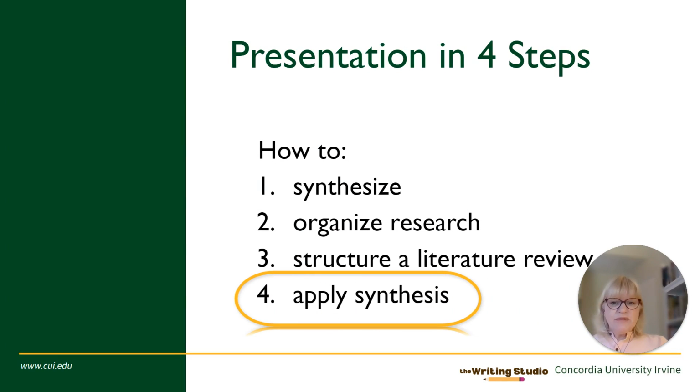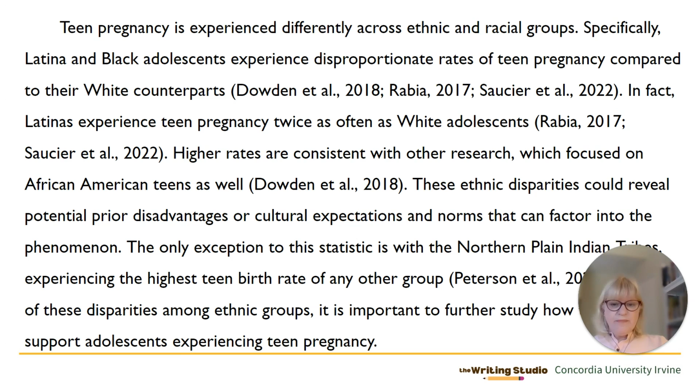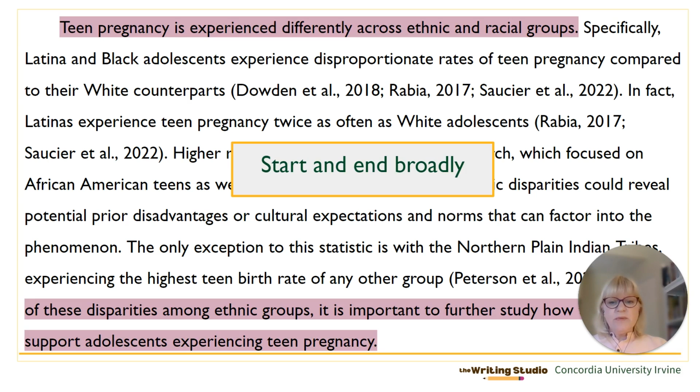The last thing I want to show you is an example of a well-synthesized paragraph. And this is a nicely developed paragraph. It's a good length, for one thing. In academic writing, you want to try for about 5 to 8 sentences. You also want to start your paragraphs broadly. Start and end your paragraphs broadly.